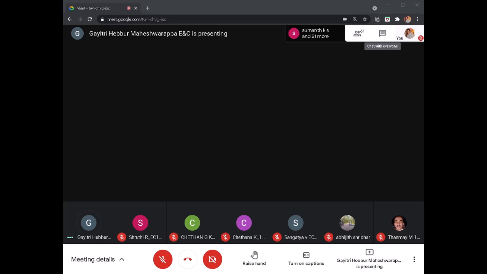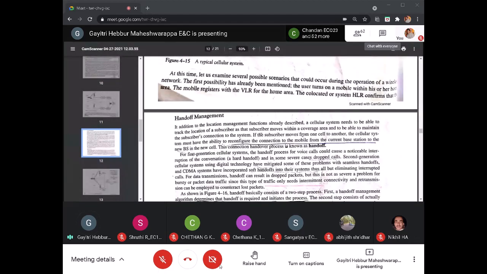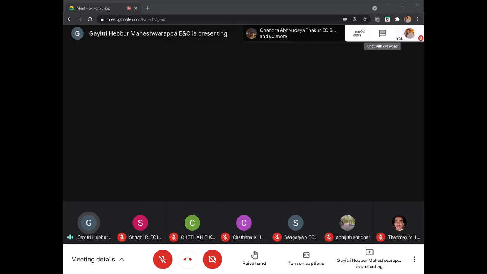Each cell has its own channel allocation. So if the subscriber moves to some other cell, that particular channel, whatever already exists, has to be disconnected while the voice call is in progress. Without disconnecting the call, it has to completely switch over to the new base station. That process is called the handoff process.